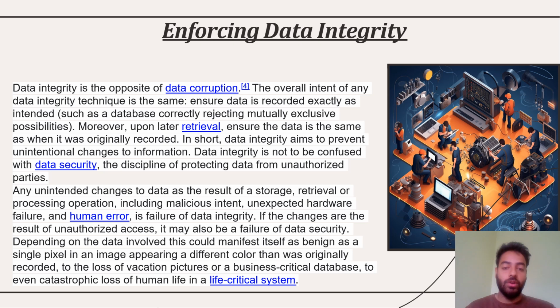Data integrity is not to be confused with data security, the discipline of protecting data from unauthorized parties. Any unintended changes to data as the result of a storage, retrieval, or processing operation, including unexpected hardware failure and human error, is a failure of data integrity. If the changes are the result of unauthorized access, it may also be a failure of data security.